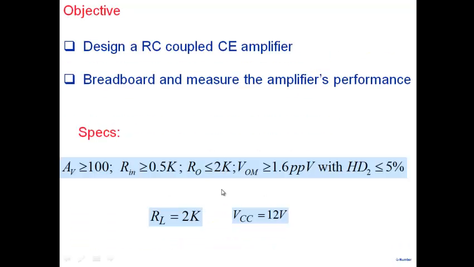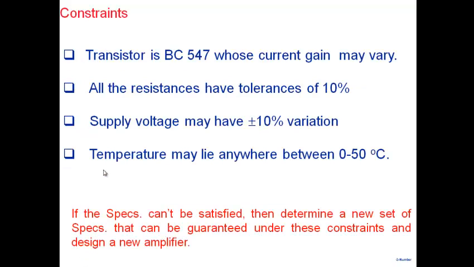So I don't want you, of course, you can immediately slash gain by half, slash R in by half, and say, here, these will work, which is very trivial. But that's not the point. The point is, what are the specs which are closest to this that you can guarantee under these variations? That is where the challenge is.